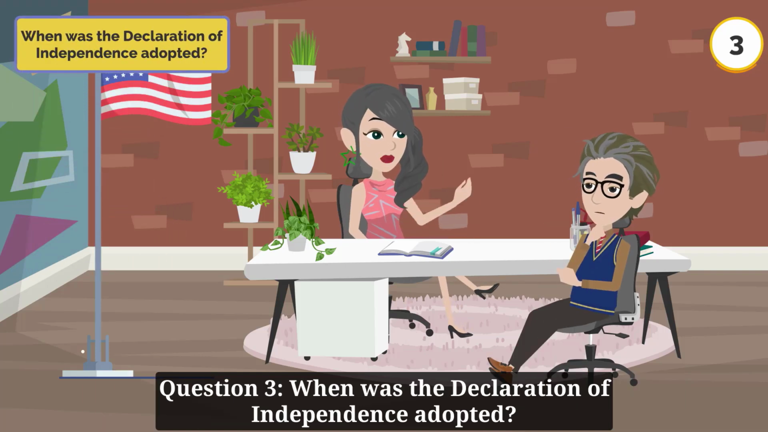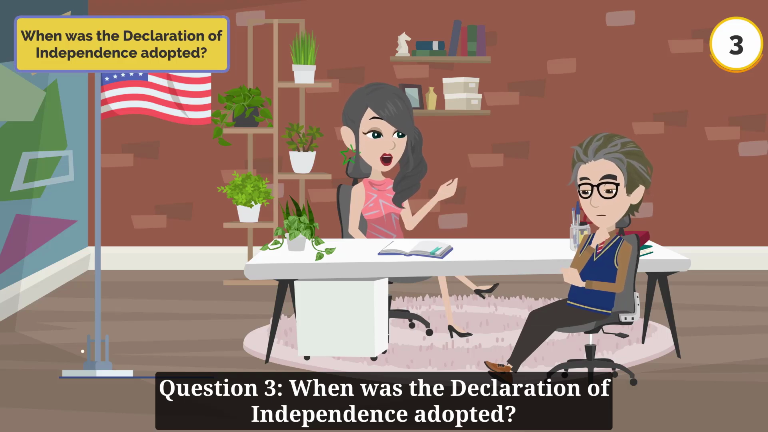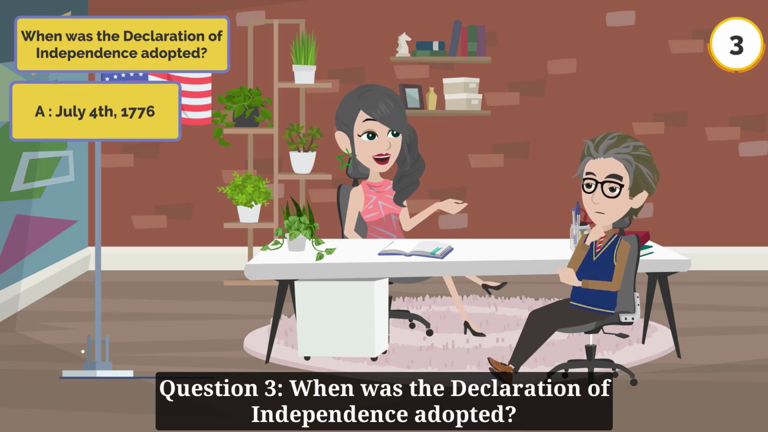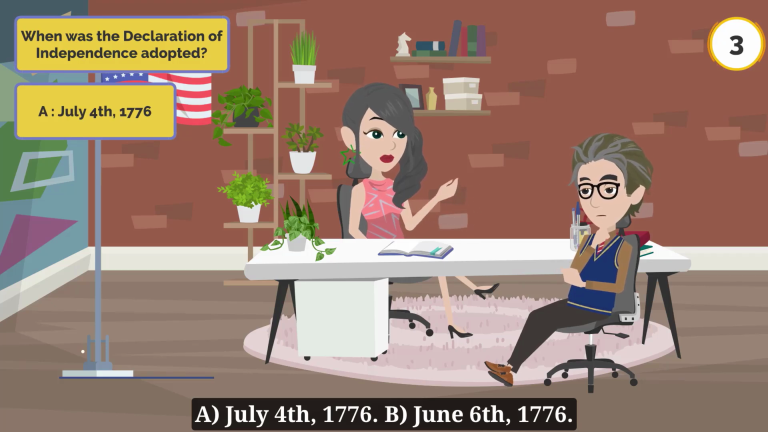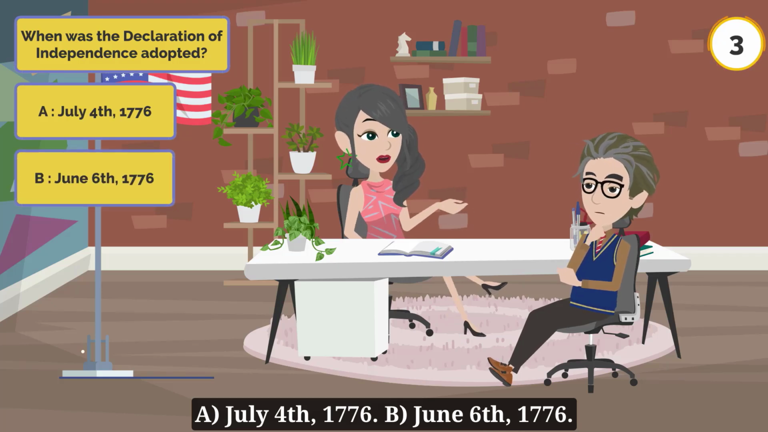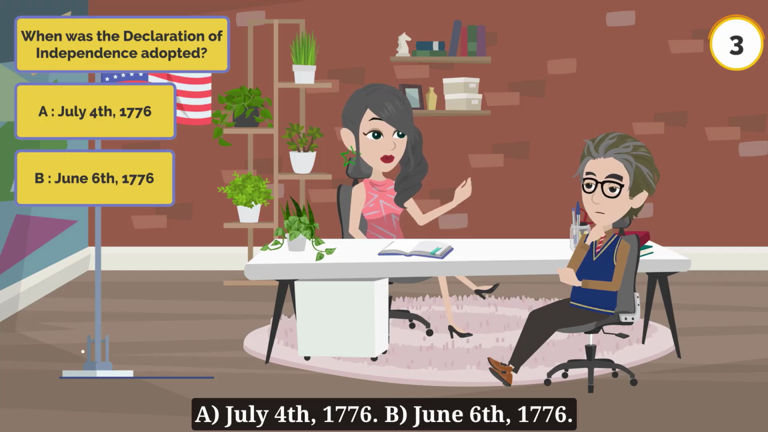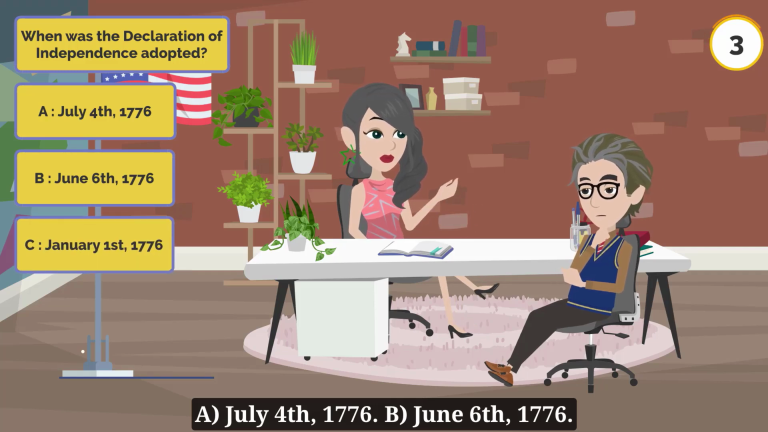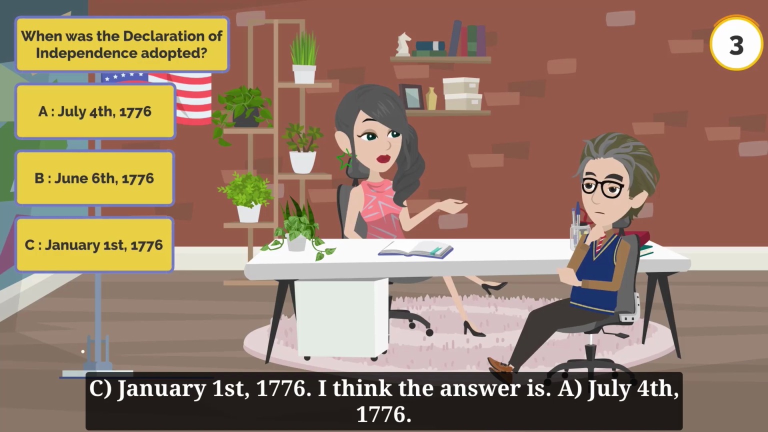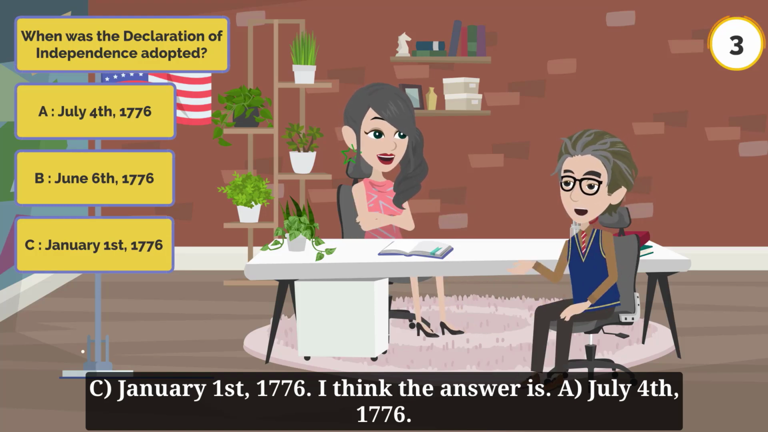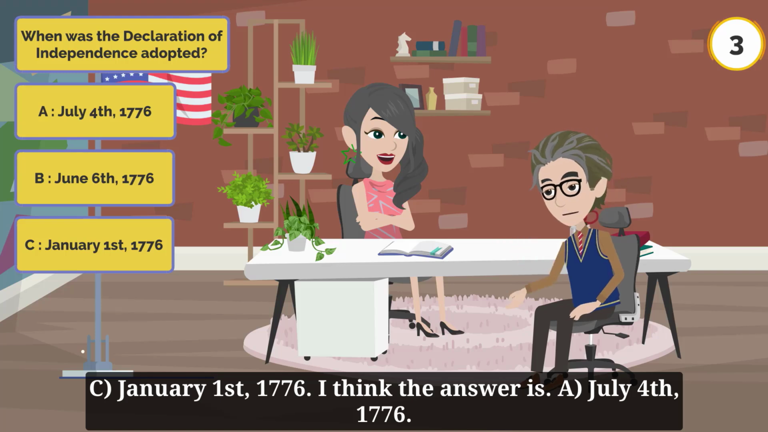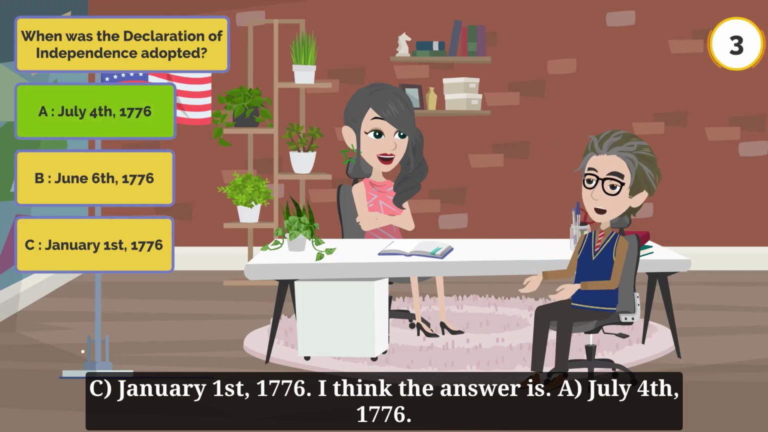Question 3. When was the Declaration of Independence adopted? A. July 4th, 1776. B. June 6th, 1776. C. January 1st, 1776. I think the answer is A. July 4th, 1776.